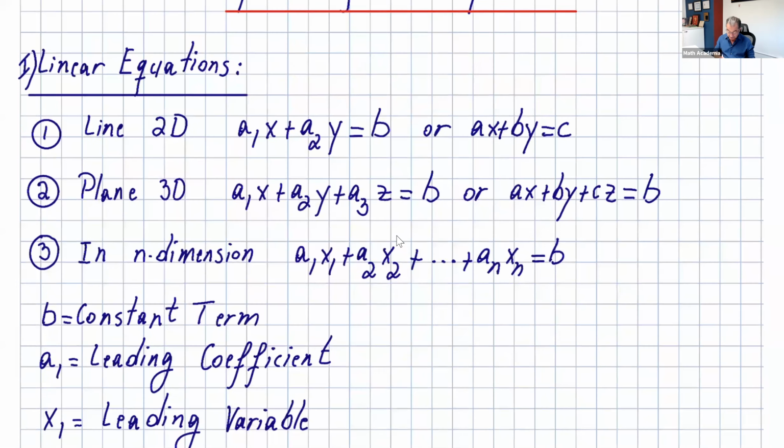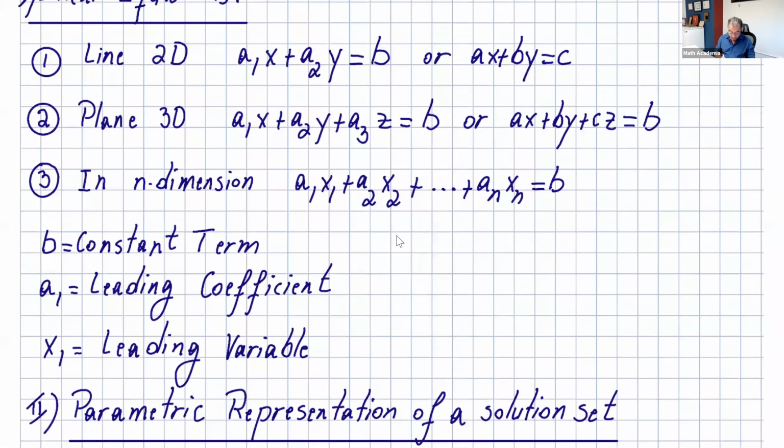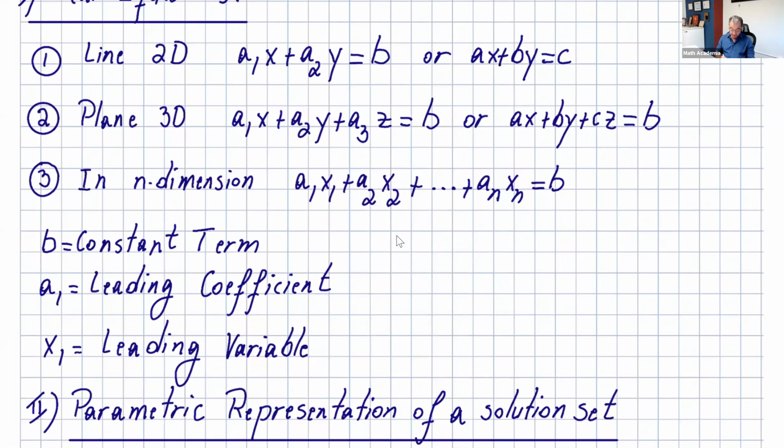When we are in three dimensions, you can write a1x plus a2y plus a3z equals b, or just simply ax plus by plus cz equals d, and that's the equation of a plane. And if you go more, you can write in n dimensions a1x1 plus a2x2 plus dot dot dot plus anxn equals b. Now let's go over some definitions. b here is the constant term. a1 is the leading coefficient and x1 is the leading variable.